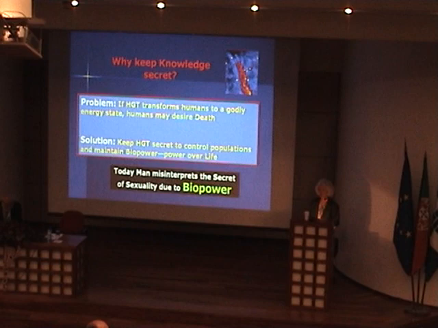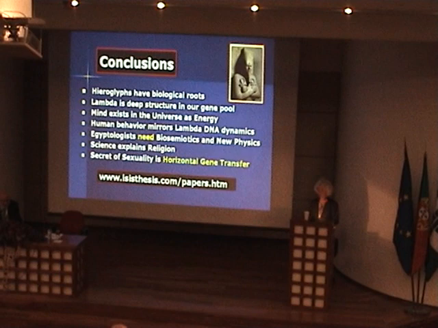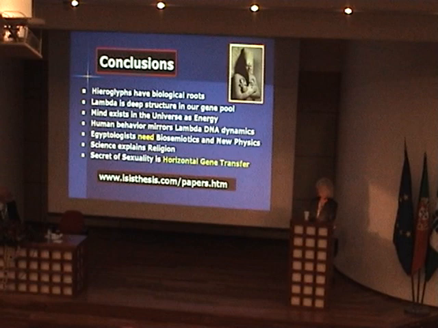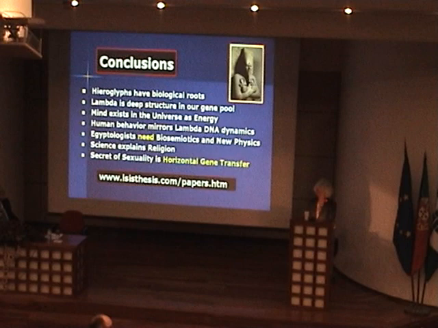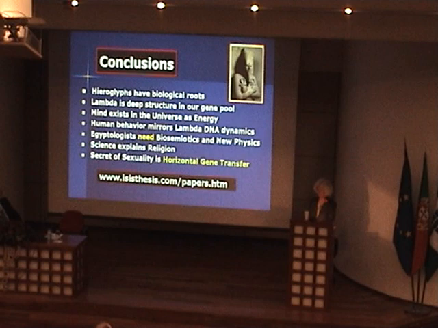The conclusions: the hieroglyphs have biological roots. Lambda is a deep structure in our gene pool. Mind exists as universe, in the universe as energy. Human behavior mirrors lambda DNA dynamics. Egyptologists need biosemiotics and new physics. Science explains religion. The secret of sexuality is horizontal gene transfer, the movement to what scientists have classified as lower life forms that have higher order.